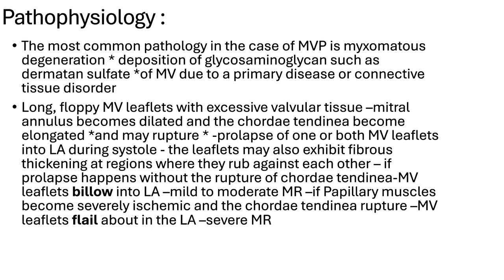If the prolapse happens without the rupture of chordae tendineae, they billow into the left atrium, and they cause mild to moderate mitral regurgitation. If the papillary muscles become severely ischemic and the chordae tendineae rupture, they cause flail into the left atrium, eventually causing severe mitral regurgitation.